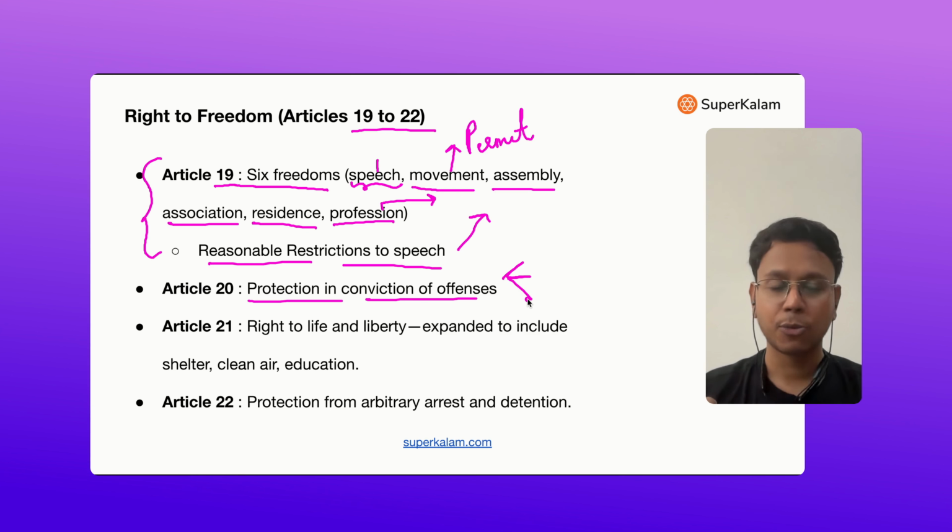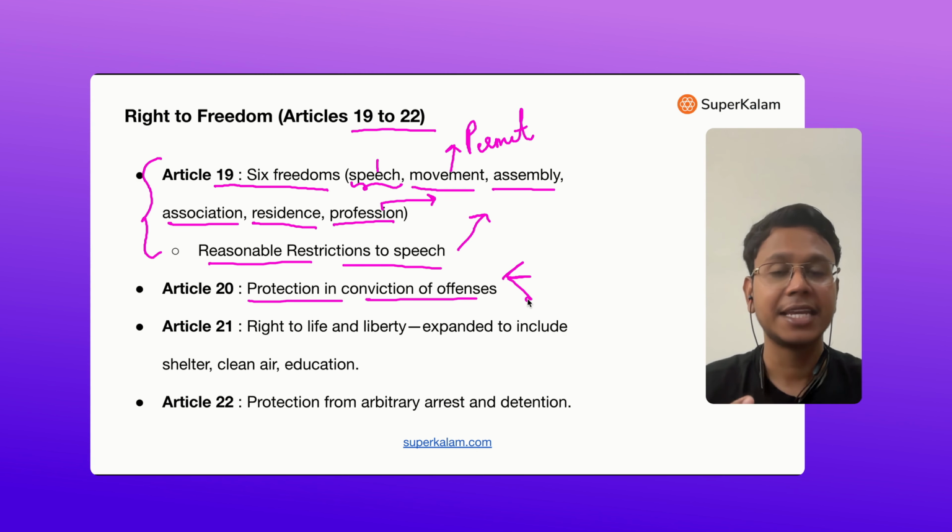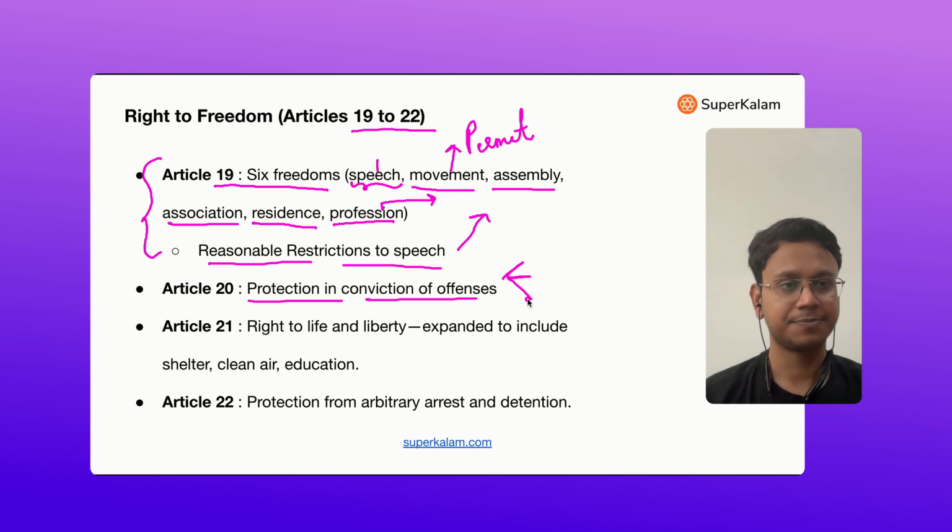One was I cannot be convicted for the same offense twice. Second, I can be convicted only in context with the laws which are applicable at that time. And third, I cannot be forced to give any evidence or observation against myself if I am convicted. Right. So this is Article 20.